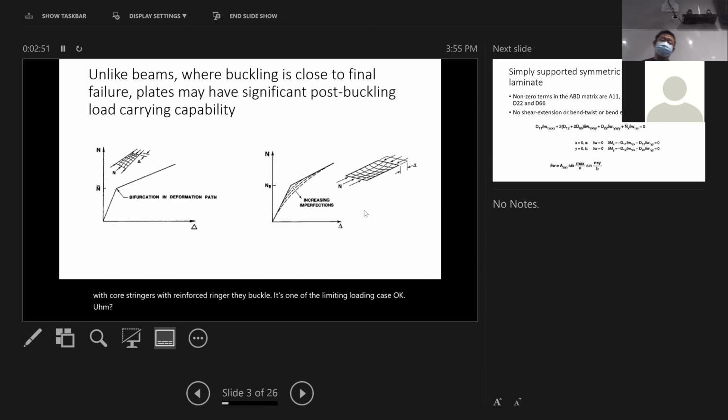So when a beam buckles, it's very dangerous. You're close to failure. When the beam starts to buckle, the structure is about to collapse. Like a building supported by columns, when a column starts to buckle, it's about to fail. It's like going downhill. It goes down and probably does not come back again.